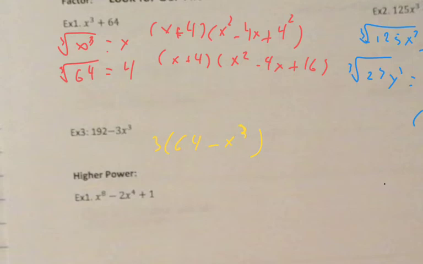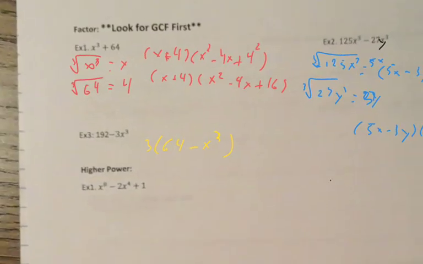Set up our parentheses. And we have the difference. So we have minus, plus, plus, same, opposite, always positive. We take the cube root of our terms. Cube root of 64 is 4. The cube root of x cubed equals x. So we have 4 minus x.